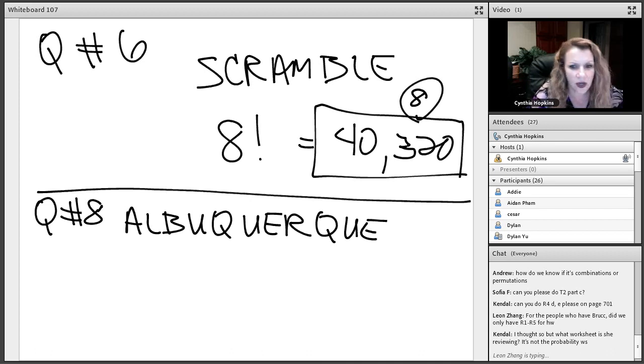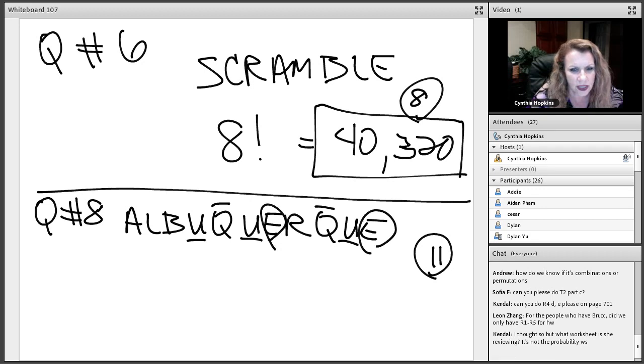All right, so there are 11 letters. You need to count how many letters there are. Okay, but I'm going to underline that there's 1, 2, 3 U's. Then the Q's, I'm going to put a little line above it. There are 2 Q's. And the E's, I'm going to circle, 1, 2 E's. And let's check the other letters. A, there's only one. L, there's only one. B, there's only one. And R, there's only one, but the other ones are repeated letters.